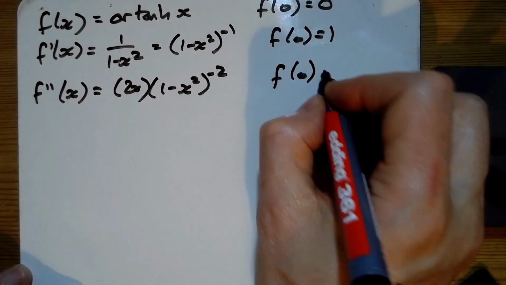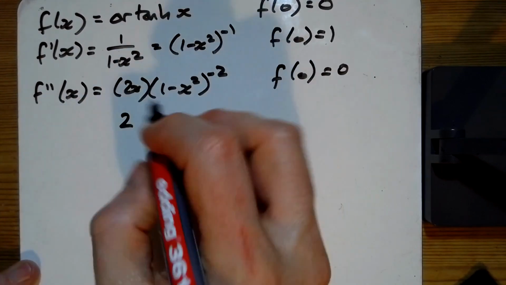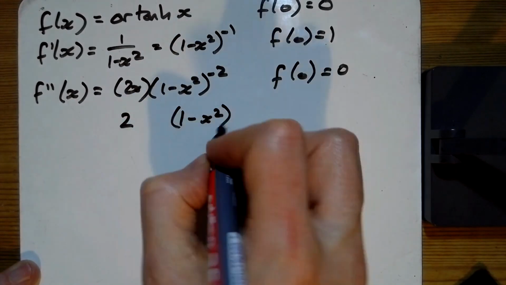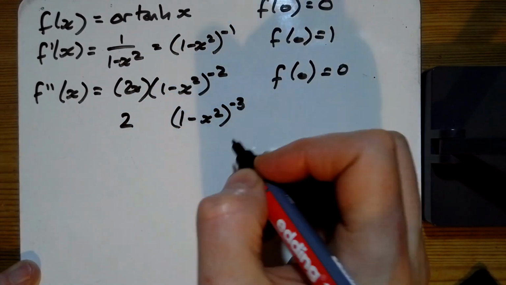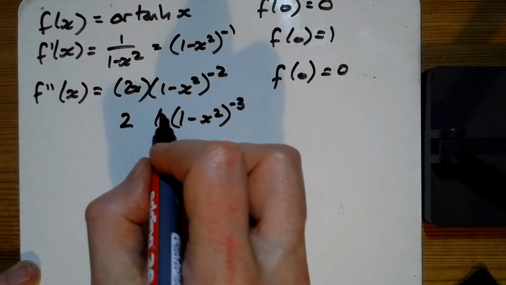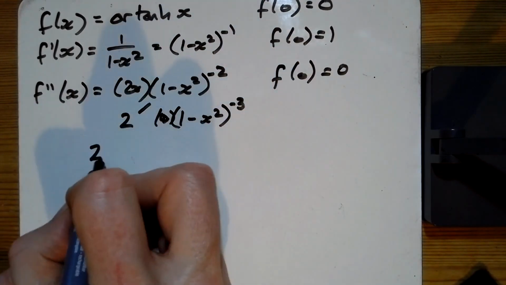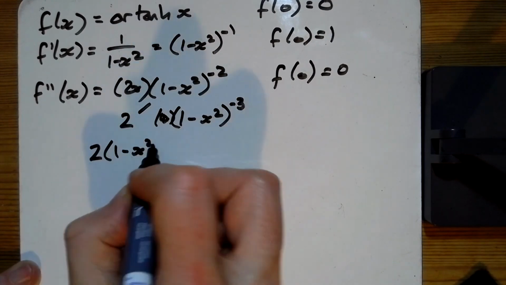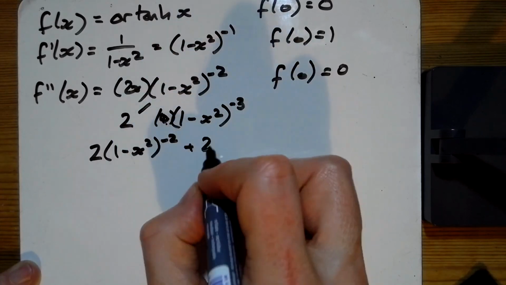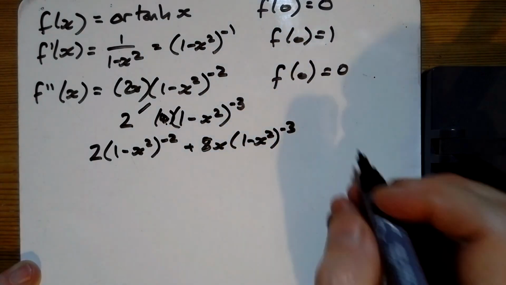But the issue is that's a 0. So that differentiates to 2. This differentiates to 1 minus x squared now all to the power of minus 3. Timesing by the minus 2 and the minus 2x means we get a 4x outside here. So crisscrossing this, 2 lots of 1 minus x squared all to the power of minus 2 plus 4x times 2x is 8x, 1 minus x squared all to the power of minus 3.